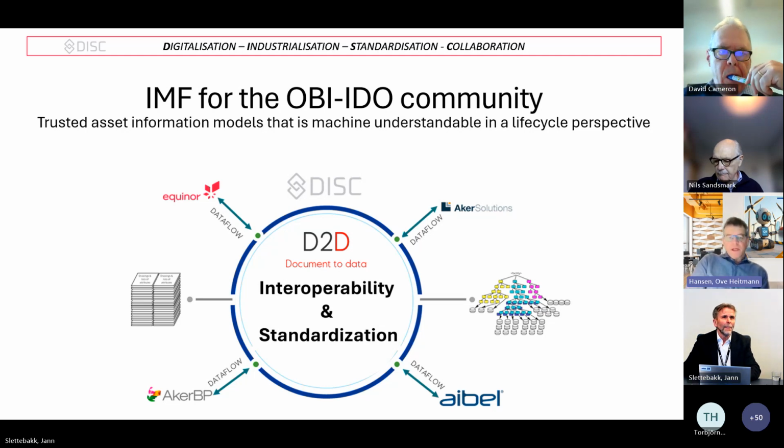Hi, my name is Ove Heitman Hanssen. I'm working in DNV. My main role is a global responsibility to create a standard and best practice, how we can create digital trust. That goes for information modeling that we're going to talk about today, but also digital twins and data quality as such.